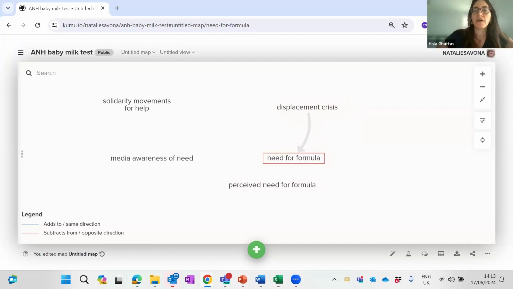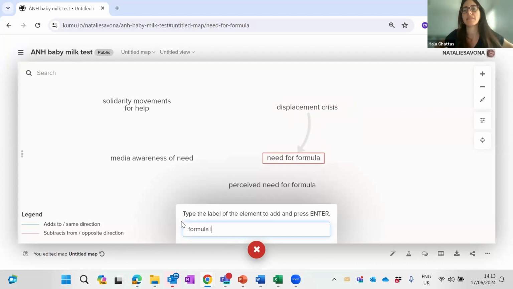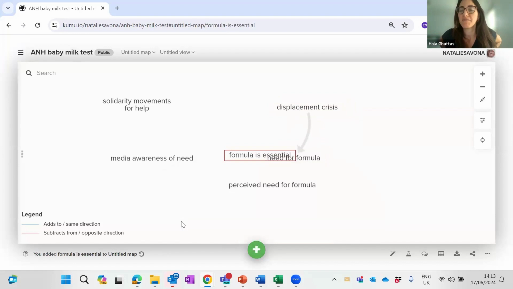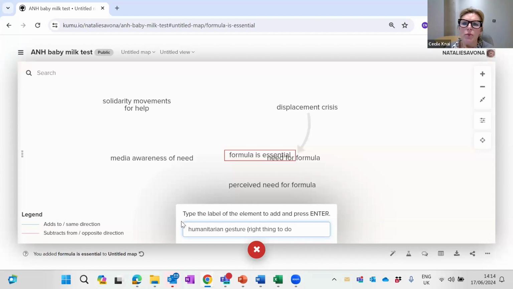Some of the other comments in the chat are, a lot of people think baby formula is essential and think it is a humanitarian gesture to donate. So maybe essentiality of baby formula need. What was the bit? Humanitarian gesture to donate. I wonder whether this falls under what you were saying, Hala, of the solidarity movements for help. Sunita, is that what you meant when you said a humanitarian gesture?